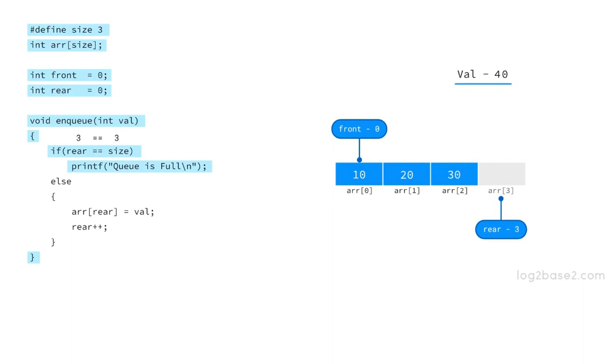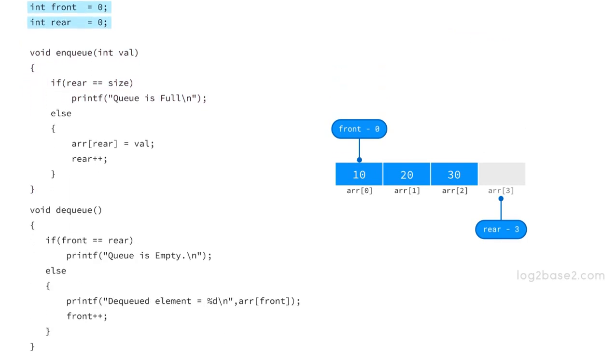So that was insertion into the queue, and we always insert an element at the rear end of the queue. Now let us see how to delete from a queue, and the deletion operation in a queue is called a dequeue operation, and we always delete an element from the front end of the queue. So we have function dequeue to perform deletion, and in the function first we check if front equal to rear, which simply means the queue is empty and deletion won't be possible.